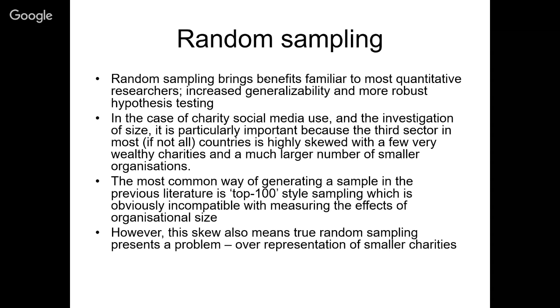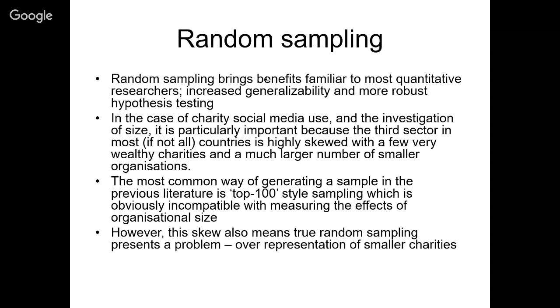So back to random sampling, which had been called for in the literature. It's obvious to most data literate people, researchers, that random sampling has benefits in terms of robustness, hypothesis testing, and generalizability. But in the case of studying the charity sector, it has another benefit in that the charity sector in most countries is extremely skewed towards lots and lots of small organizations and a small number of very, very large, very, very wealthy organizations. And that presents a problem for sampling these organizations to do research on them.